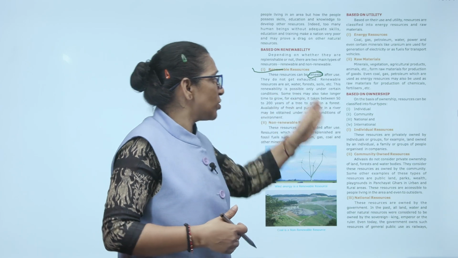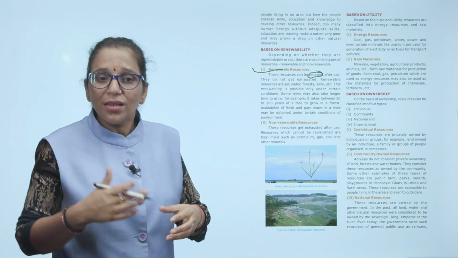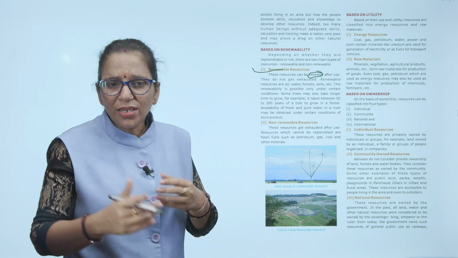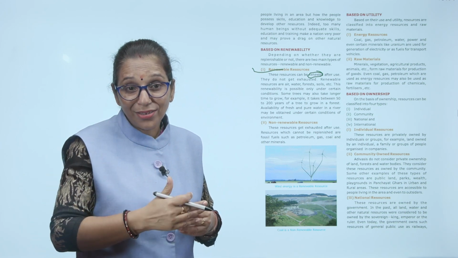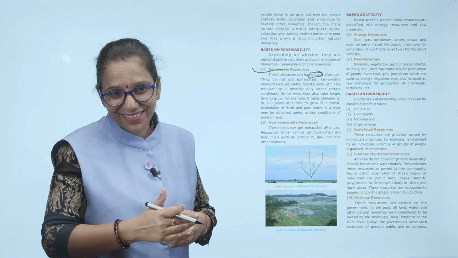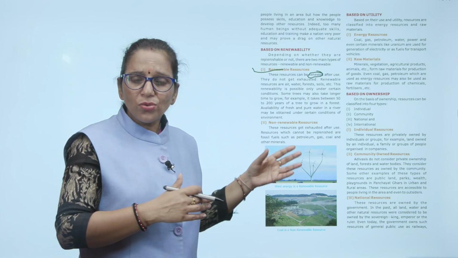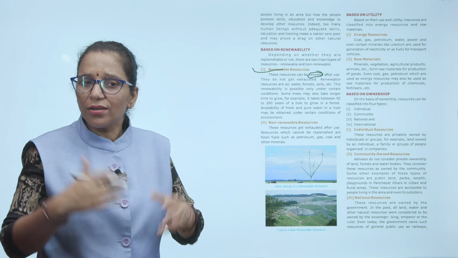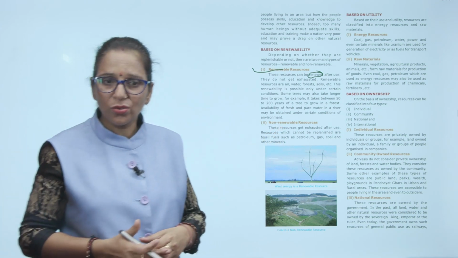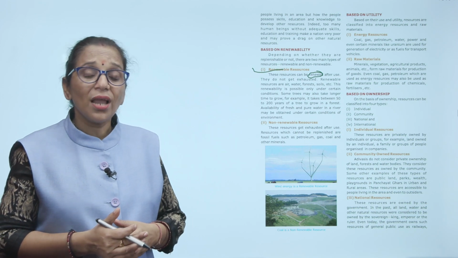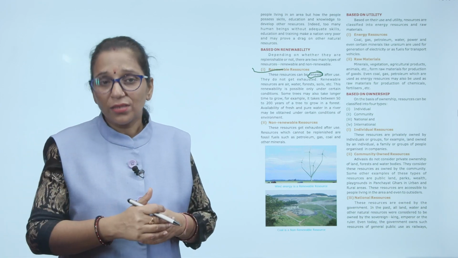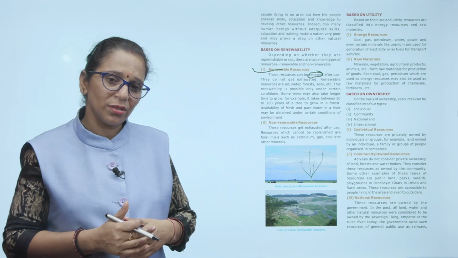Renewability is possible only under certain conditions. Some trees may also take a longer time to grow. For example, it takes 50 to 200 years for a tree to grow in a forest. But yes, of course, those which cannot easily be exhausted and can renew are known as renewable resources. Solar energy is a great example of renewable resources. Then water energy. So these are the renewable resources.